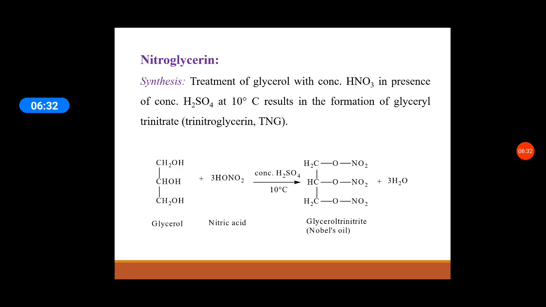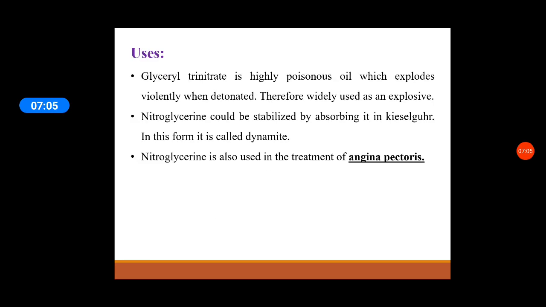So when glycerol is treated with a nitrating mixture at a lower temperature, at 10 degrees centigrade, glycerol trinitrate is obtained, where hydrogens from the OH groups are substituted by NO2 groups. All the three H from this glycerol are substituted by nitro groups. So it is glycerol trinitrate, also called Nobel's oil or nitroglycerin. What are the uses of this nitroglycerin? Mainly it is used as an explosive.